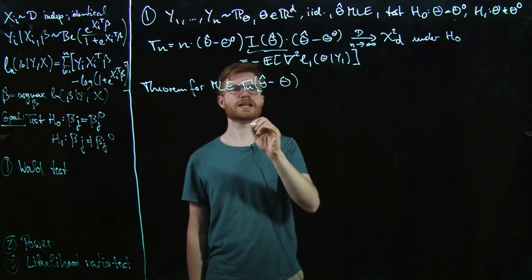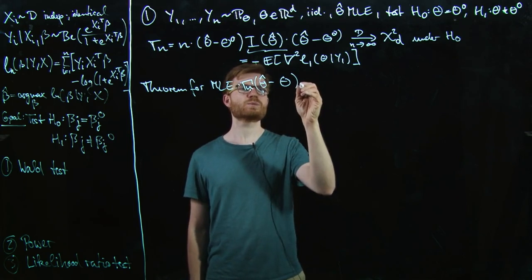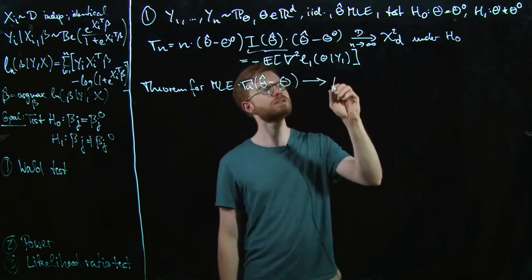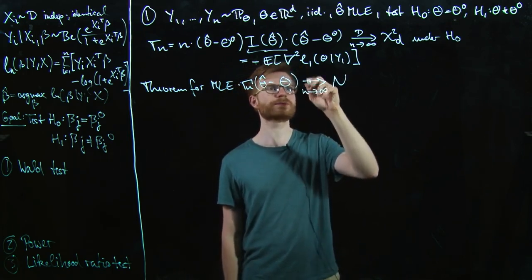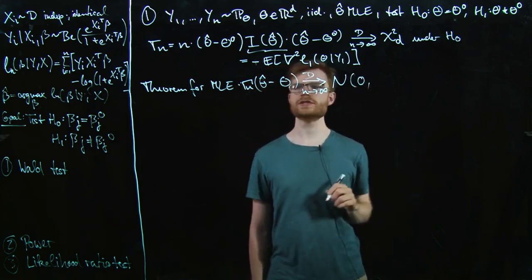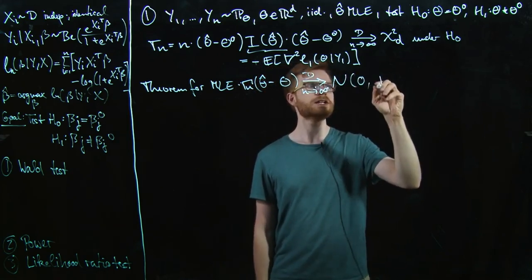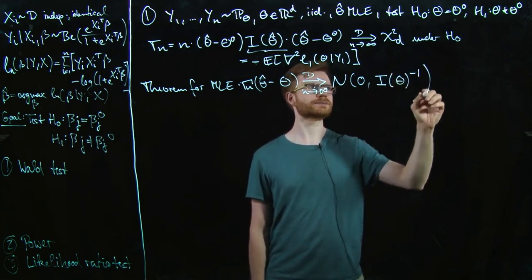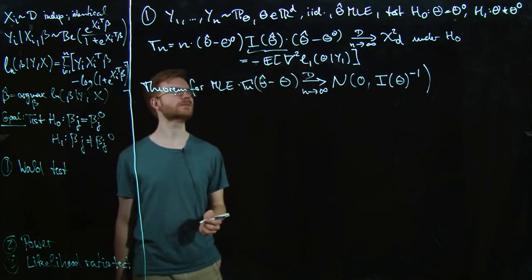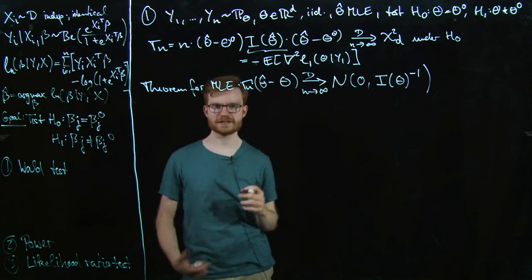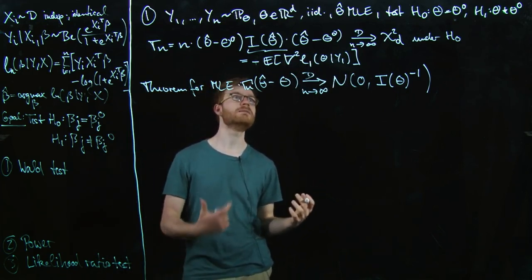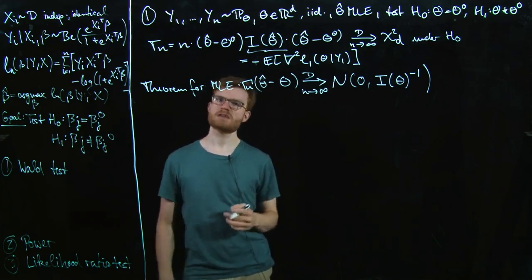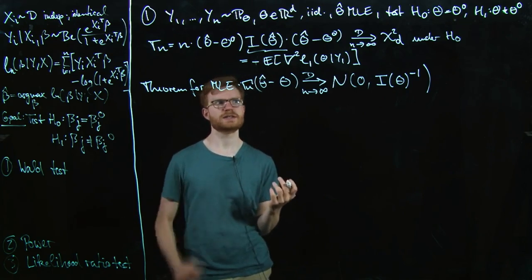You scale it by square root n, and you just leave it like this. Then this goes in distribution to a normal distribution that is centered, and as a covariance matrix, it has the information matrix at theta inverse. So you take this matrix, and it needs to be invertible. That's essentially a corollary from the assumptions we made on the MLE for this theorem to hold. And then you have asymptotic normality. And from there, we've seen this, I can construct a pivot.